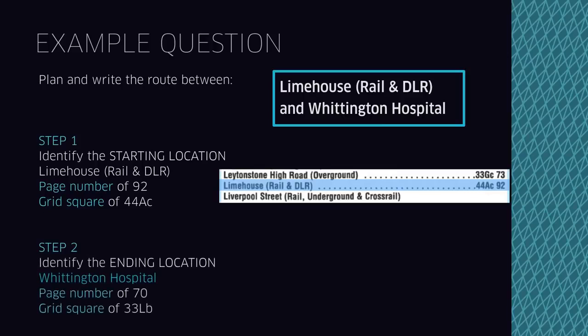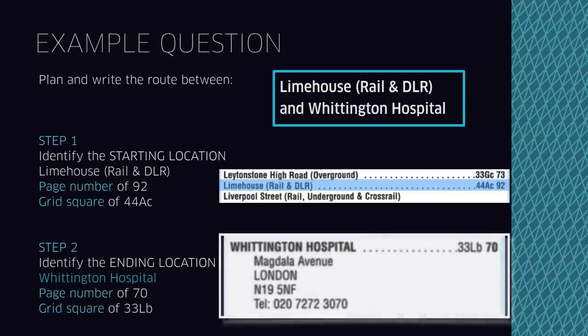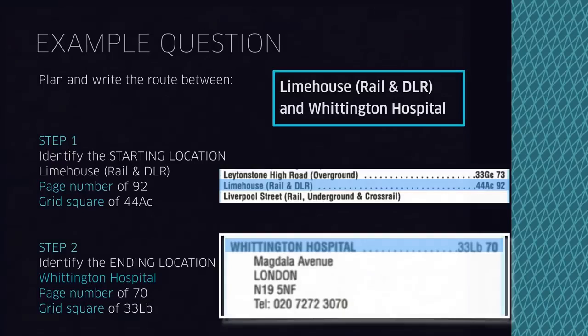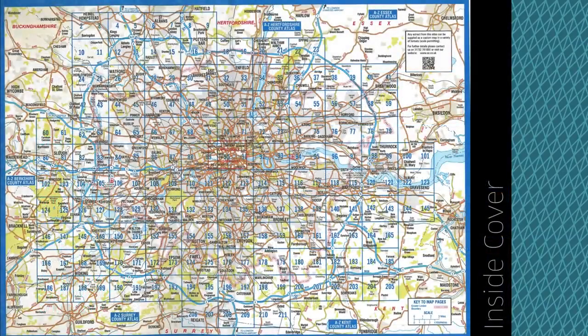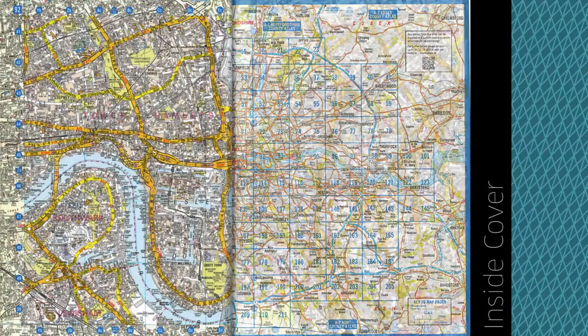Step 2. Identify the end location of Whittington Hospital. As this is a hospital, it will be listed in the hospital section of the index on page 426. Once we have found Whittington Hospital, write down the page number and the grid square reference, so page 70 and the grid square reference of 33LB. We now then turn to the inside cover.